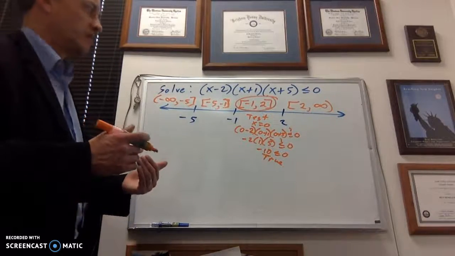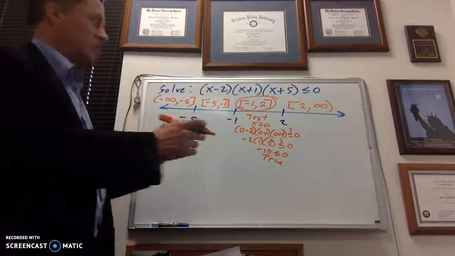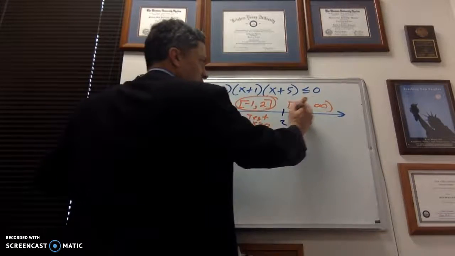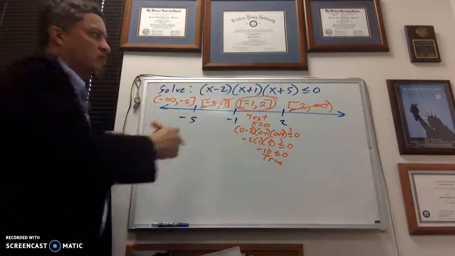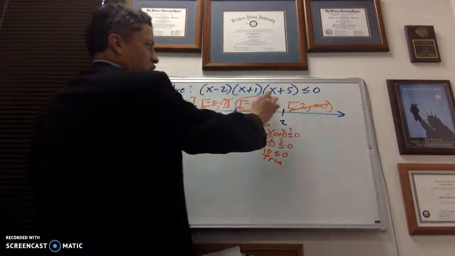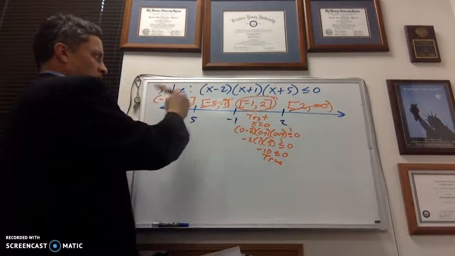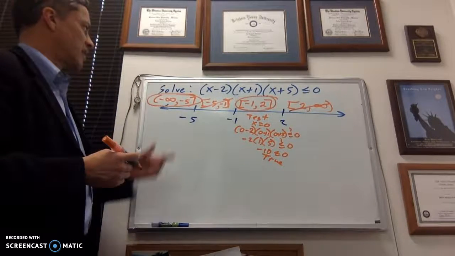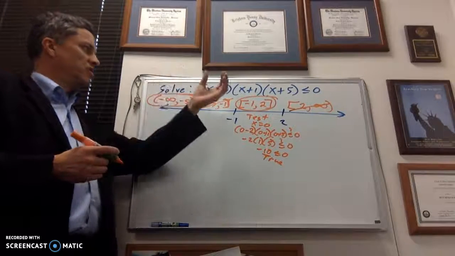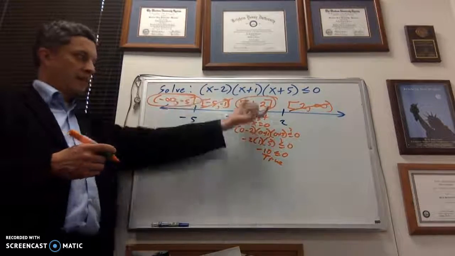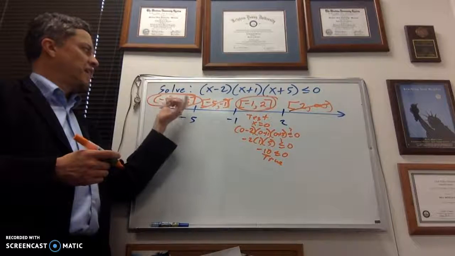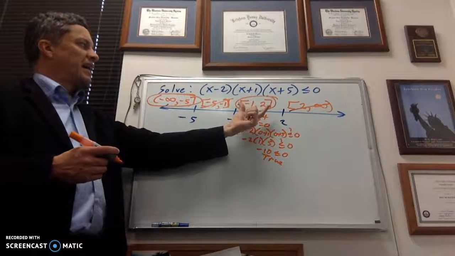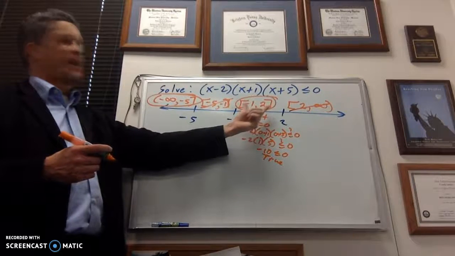And here's what that shortcut is. The intervals alternate. The interval between negative 1 and 2 worked, which means the intervals next to it will not. So I've got false, true, false. How about the last one? You guessed it, it's going to be true. So that's my answer: this interval union this interval. Negative infinity to negative 5, with a parenthesis on the negative infinity and a bracket on the negative 5, union, bracket, negative 1 to 2, bracket.